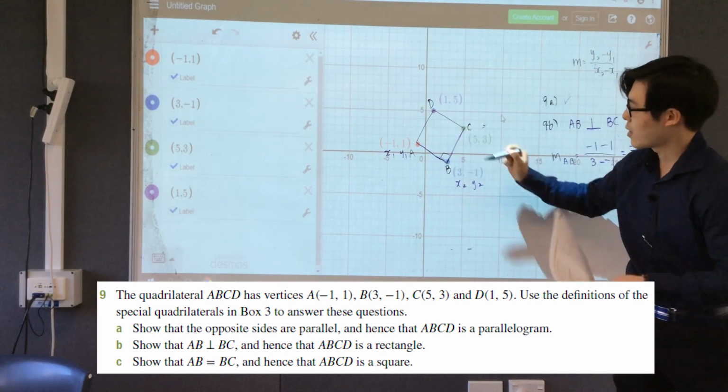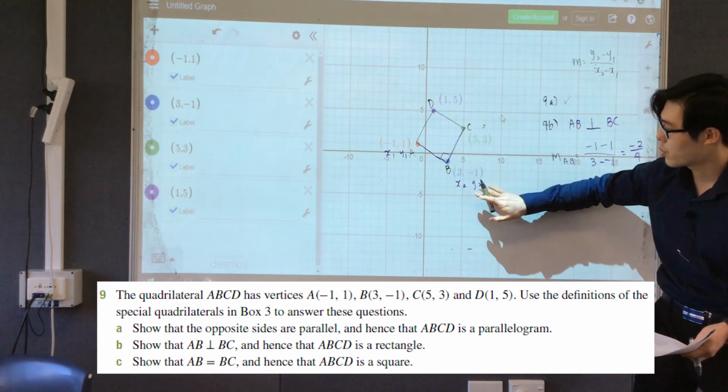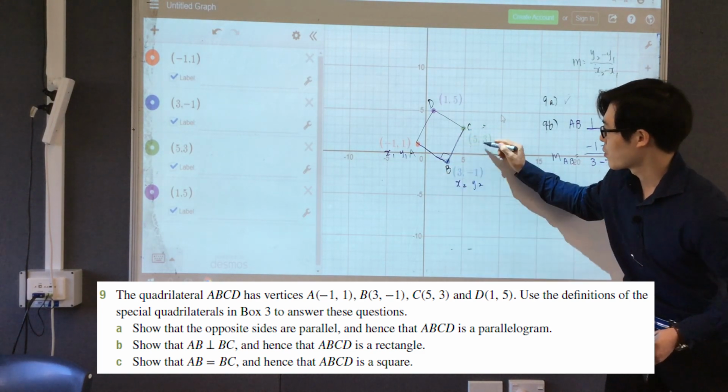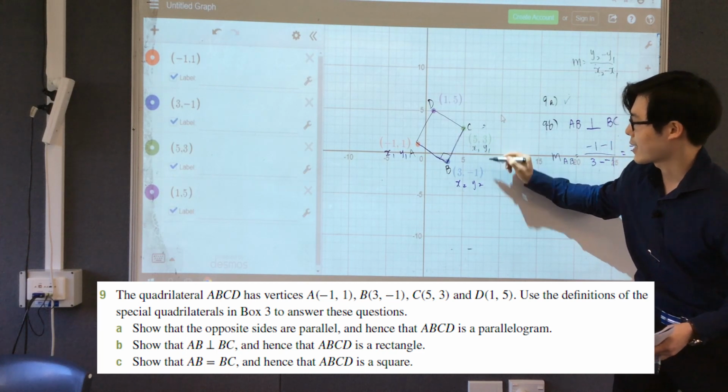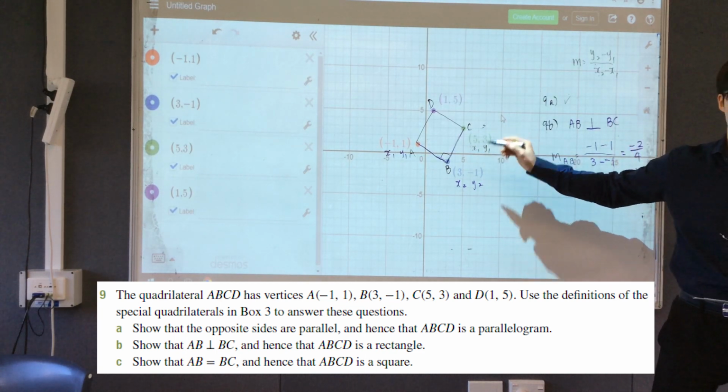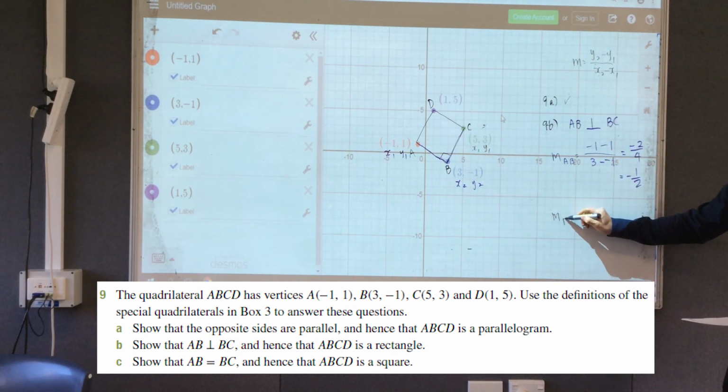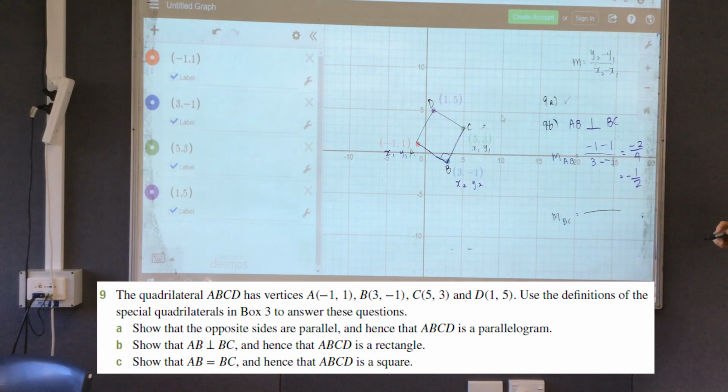Now let's find the gradient of BC. Okay, you know what? I'm going to now call this one x1, y1. Okay, like I said, it doesn't matter which order you write x1, y1. So let's find the gradient of BC, using what I labeled. So y2 minus y1 in this case is -1, -3. And what's that? -4 over -2, which is? Yeah, minus becomes plus. Now, technically 2 is the same thing as 2 over 1, yeah?